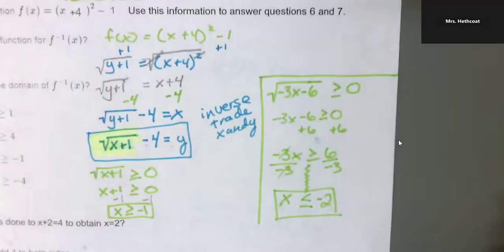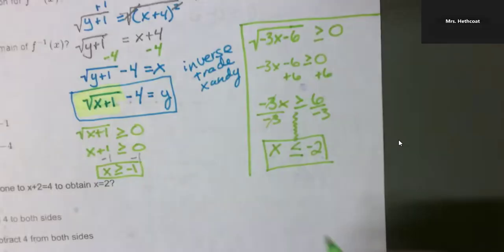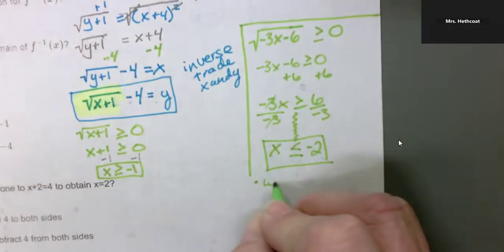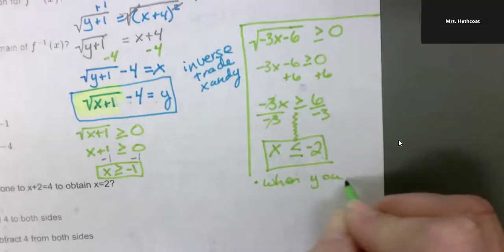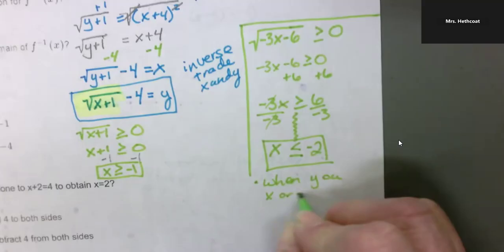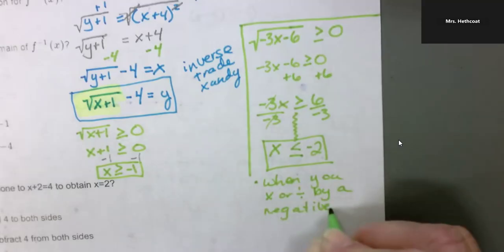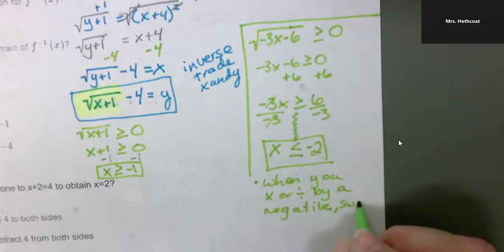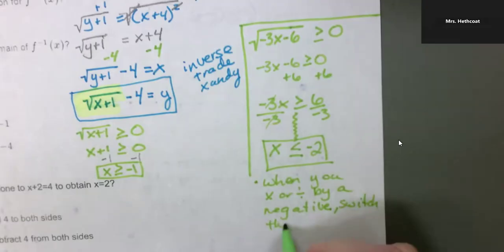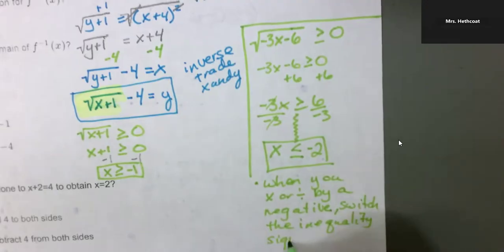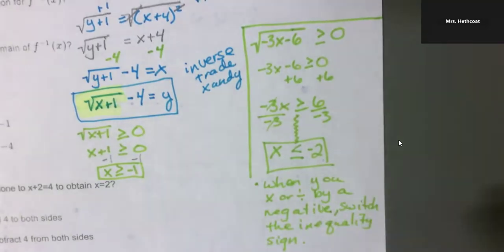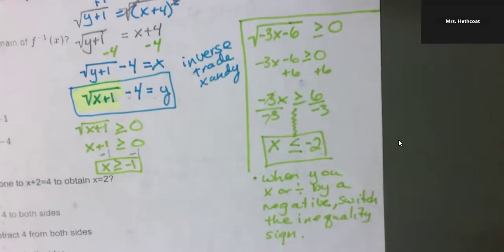So let's write those rules down so we make sure we have them. Okay? So when you multiply or divide by a negative, switch the inequality sign. Now be careful. You don't have to do it if you're subtracting 6 or subtracting 3. It's only when you multiply or divide. And then you have to flip that sign.